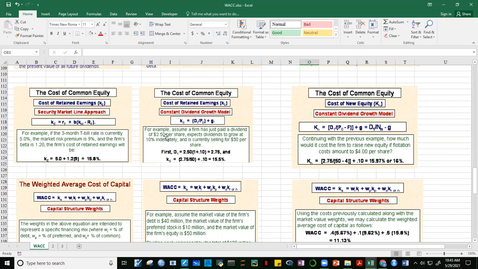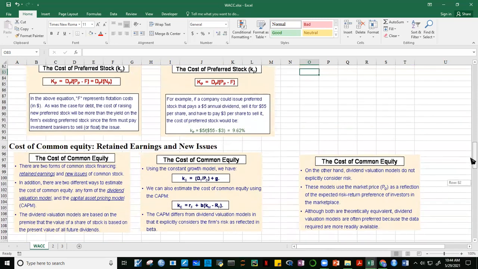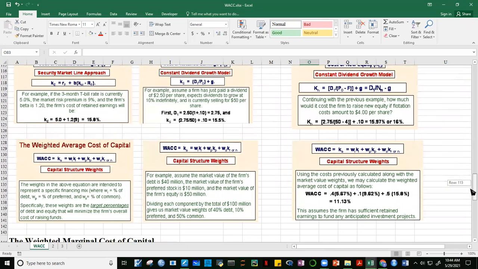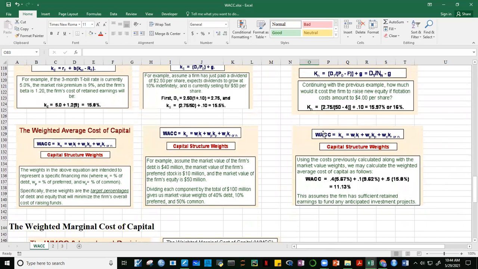D1 is 2.75. Saan nagaling yung 2.75? Kunin muna natin D1. No? D1 is 2.5 times the growth rate of 10%, so you get 2.75. So and then plug that there, 2.75 divided by 50. No? Kung may flotation cost pa to, ibabawas natin yung flotation cost and then plus the growth rate. So you now have 15.5%. Okay, so once we get the cost of debt, cost of equity, cost of common stock, and cost of preferred stock, mako-compute na natin, guys, yung weighted average cost of capital natin.